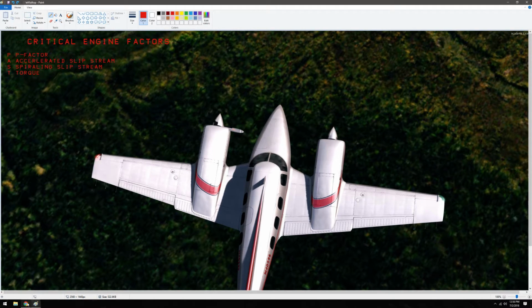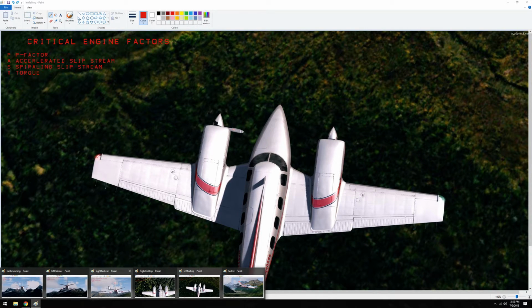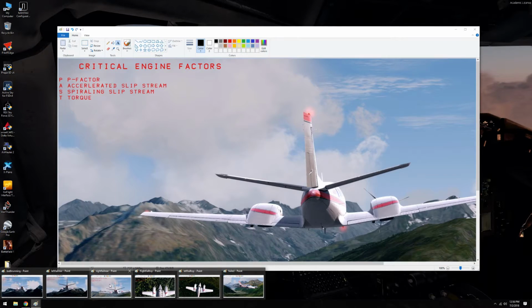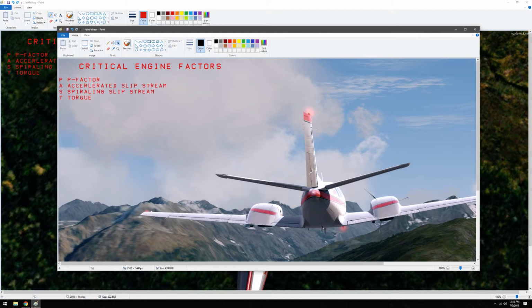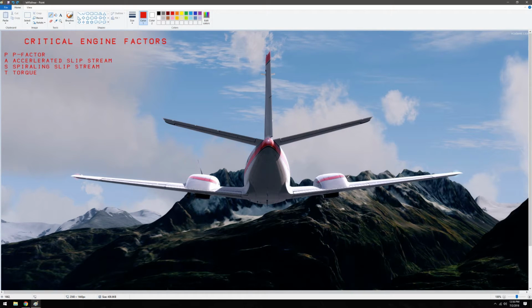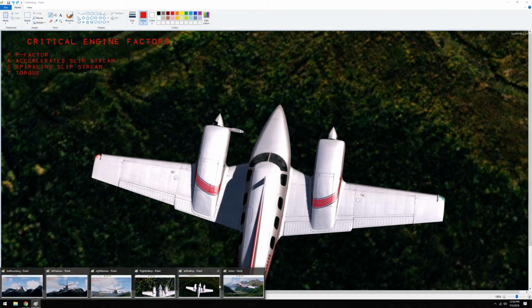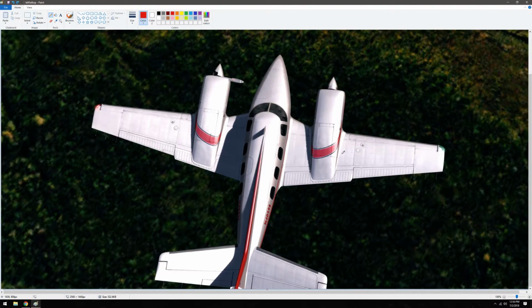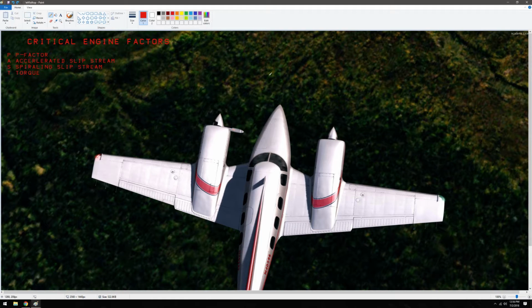and one other thing I do want to touch back on with the critical engine, or with the accelerated slipstream, because this is lifting this wing at a further out point, once again, it's a further arm from the center of the airplane, so it has more of that. I know that I did say that this had a higher rolling motion than this, but I did not touch on why that was, and that's just because it has a further arm from the center of the airplane, so more leverage to roll the airplane. All right, so going back to spiraling slipstream.